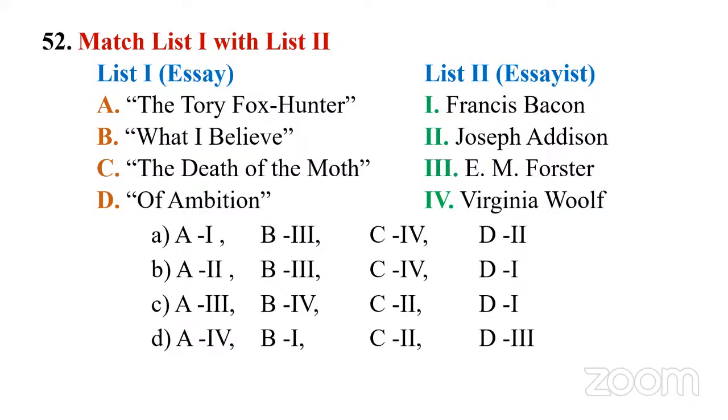Now, what you have to do, even before you go to the options, is eliminate certain options. For instance, D, Of Ambition. Of course, anyone can tell that is by Francis Bacon. So D1. So you can eliminate options A and B. Why? Because D starts with 2 there, and in the last option D, again D starts with 3. So it is either B or C, because in both these options D, that means Of Ambition, was by Francis Bacon. Now you have narrowed it to 2.